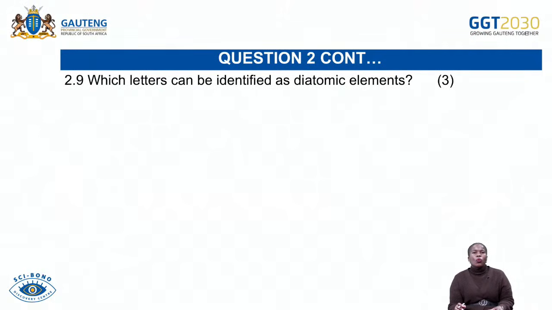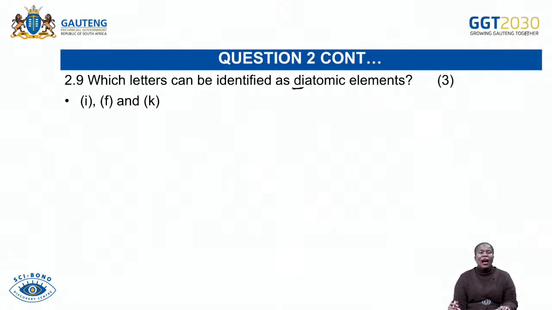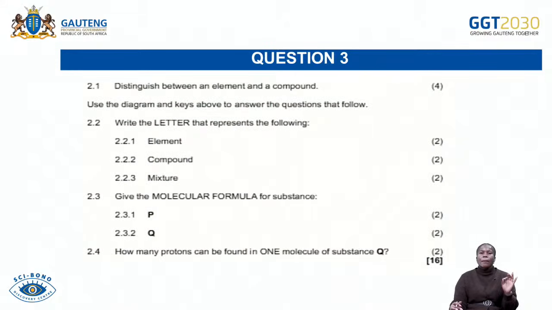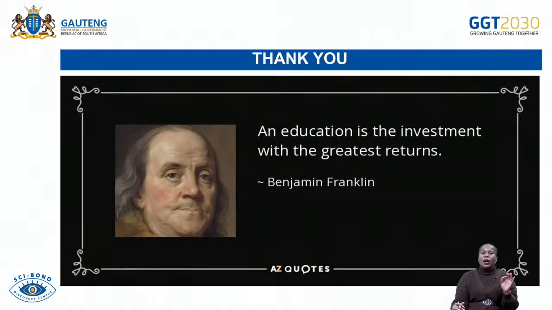2.9, which letters can be identified as diatomic elements? Ooh, we can identify the ones that are the halogens mostly, okay. IFK, that is where we find our chlorine, the fluorine, iodine, all of them, because now we just had to identify with the alphabet only. It will just stick to I, F, N, and K.